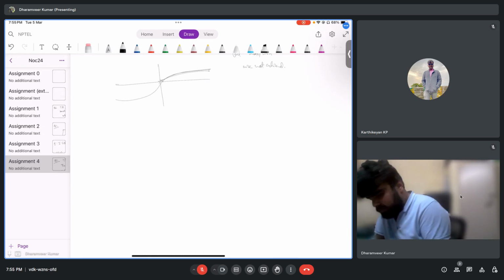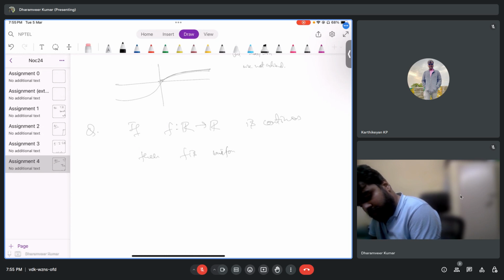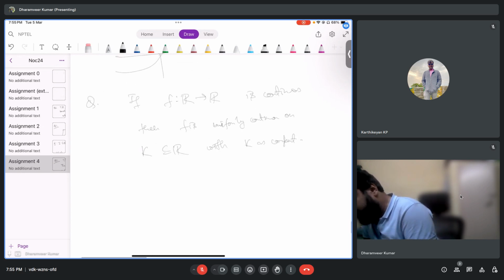Question: if f goes from R to R and is continuous, then f is uniformly continuous on K in R, with K compact. We'll prove this and we'll be done with today's class.